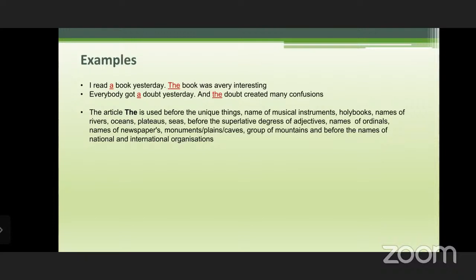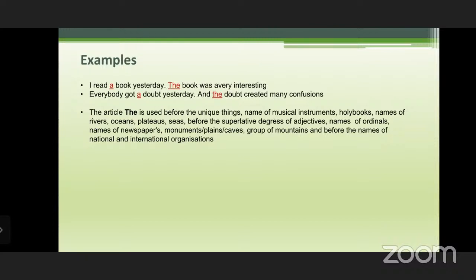So, dear students, the definite article is used in many ways. First, before the unique things. Children, do you know what the unique things are? Yes, moon, earth, sun. So before the unique things, we have to use the definite article the.